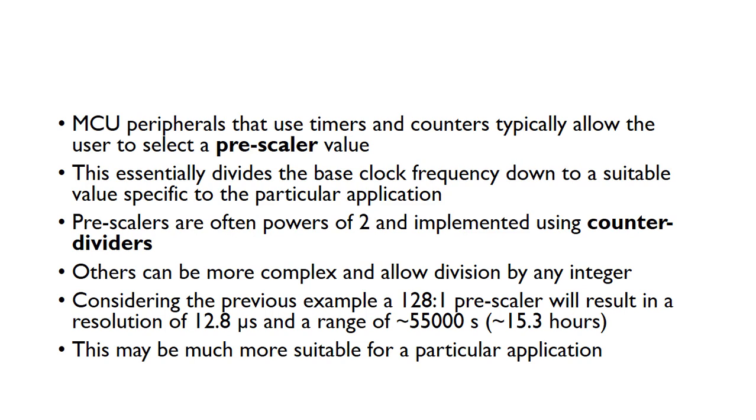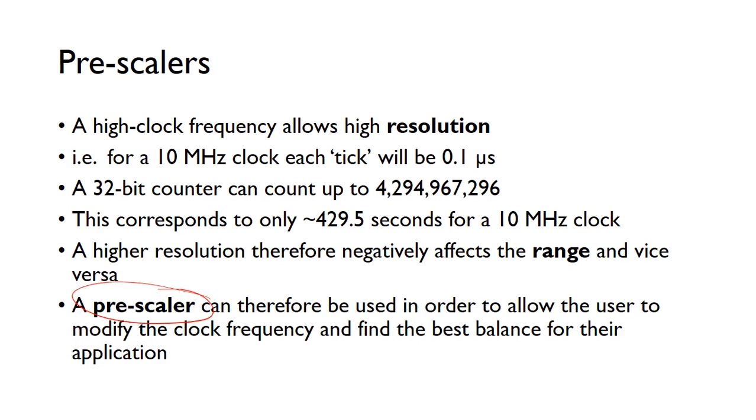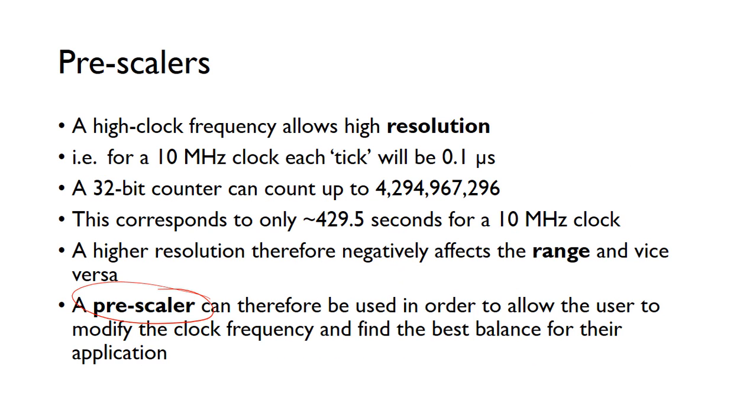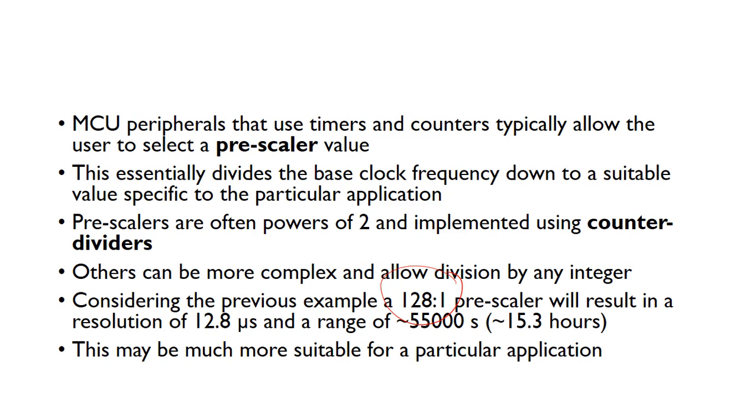So we'll look at that previous value. We had this 430 seconds, for example, with a 0.1 microsecond resolution. If we actually used a 128 to 1 prescaler, it will take 128 ticks of the base clock before this other clock will tick. So our resolution will change by a factor of 128. It's less accurate: now we can't measure to every 0.1 microseconds, we can only measure to 12.8 microseconds.